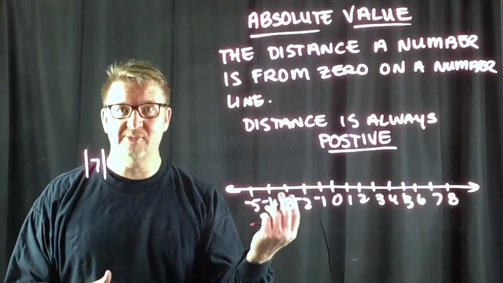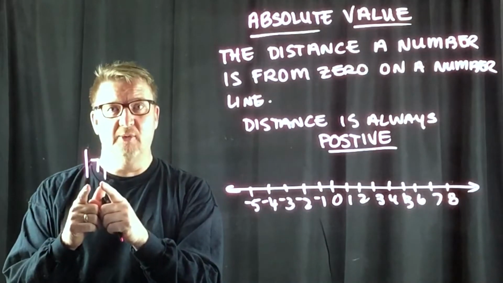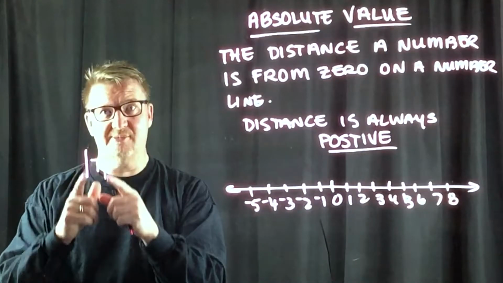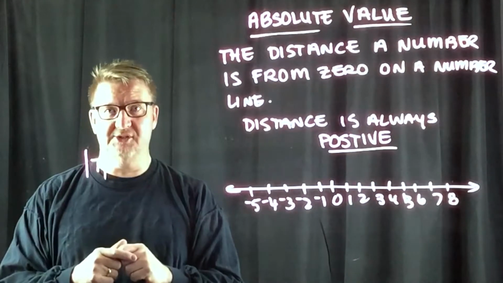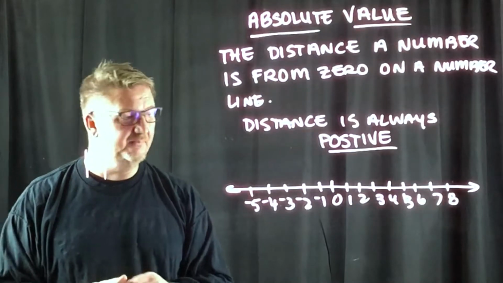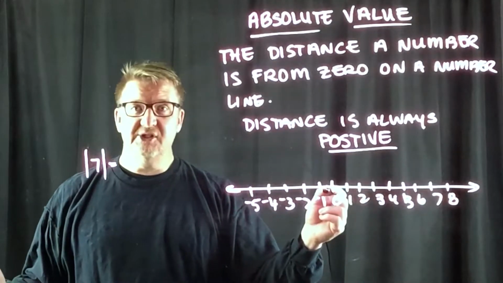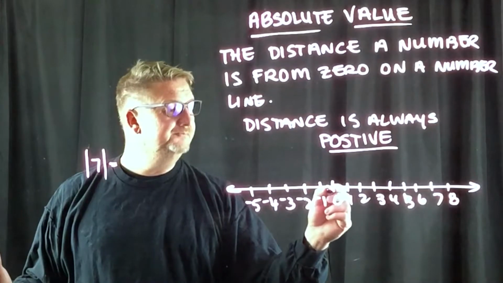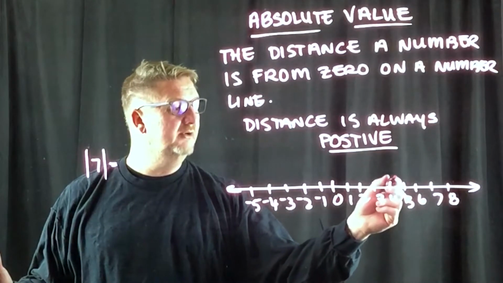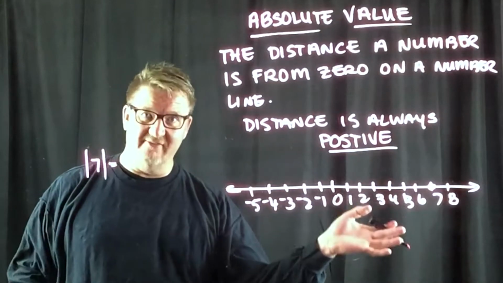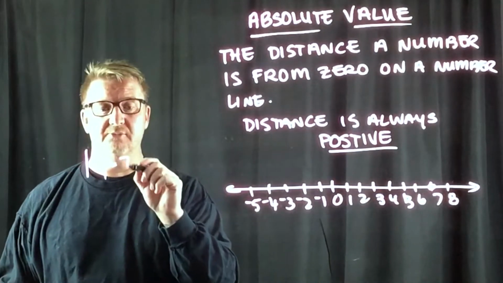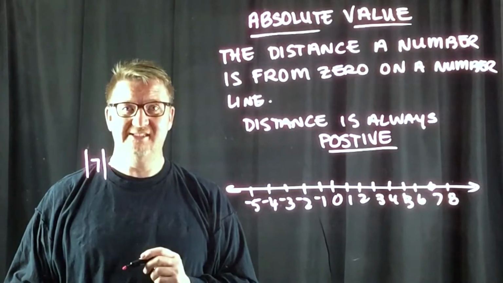So when I say, what is the absolute value of 7? A simple way to write it is this, all right? This means absolute value, and I want to know what the absolute value of the number inside the bars is. So I'm looking for the absolute value of 7. So I count from 0 to 7 on the number line. 1, 2, 3, 4, 5, 6, 7. 7 is 7 places from 0 on the number line. So the absolute value of 7 is 7.